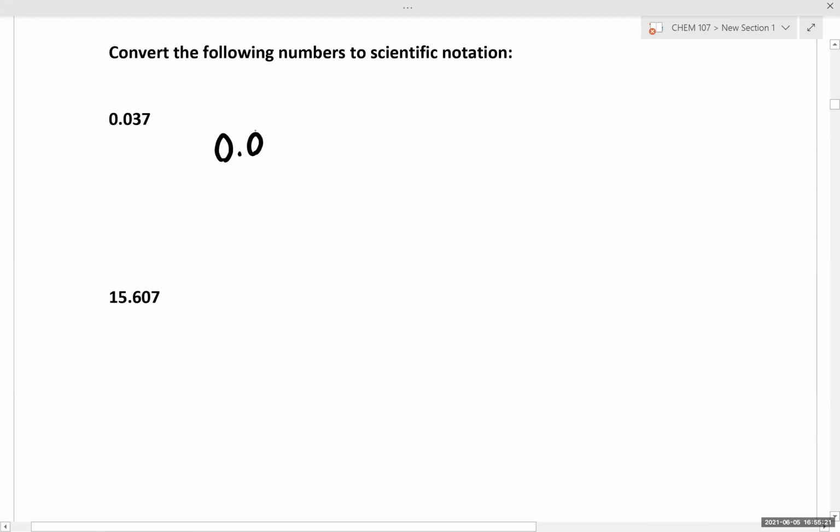So we have 0.037. So this number is clearly less than 1. So when converted to scientific notation, we're going to have a negative exponent. So our first step is to move our decimal point until we have a number that's between 1 and 10. So this gives us 3.7. We moved our decimal point 2 spaces to the right.